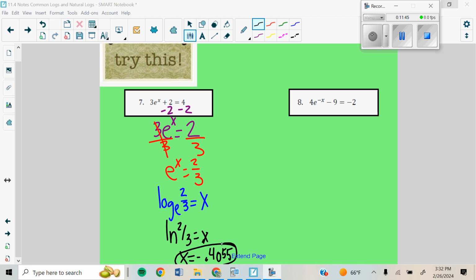So we're going to write it in logarithmic form. That's that blue portion: log base e of 2/3 equals x. Then you're going to go ahead and change log base e into natural log. And so the natural log of 2/3 is negative 0.4055. So that's where our answer is.